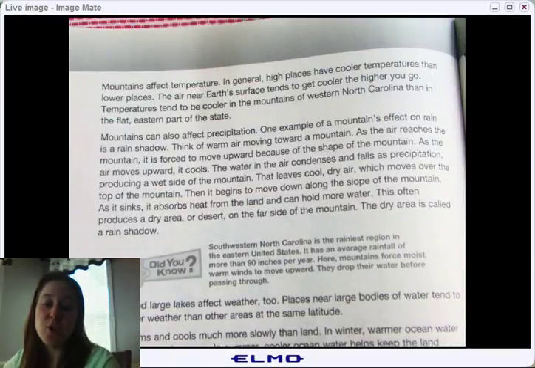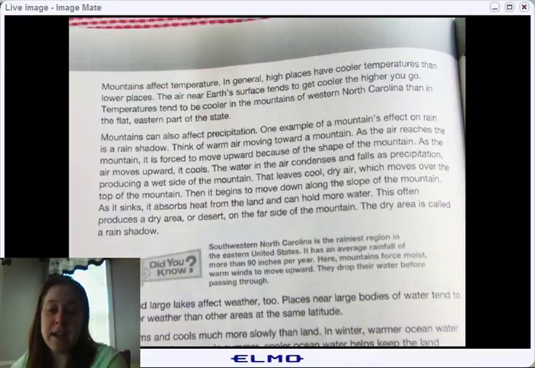That leaves cool, dry air which moves over the top of the mountain. Then it begins to move down along the slope of the mountain. As it sinks, it absorbs heat from the land and can hold more water. This often produces a dry area or desert on the far side of the mountain. The dry area is called a rain shadow.